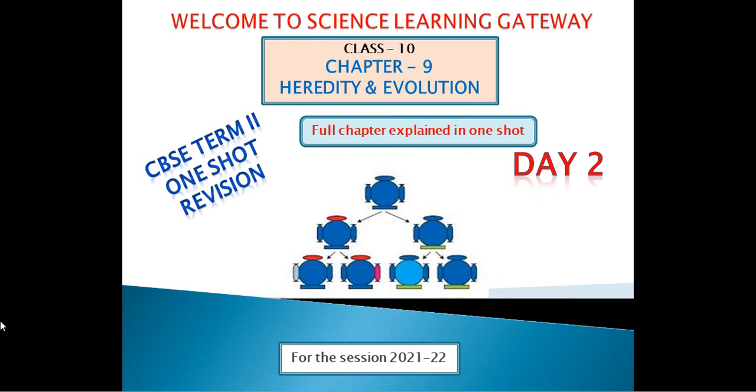So today in this tutorial we are going to discuss the class 10 CBSE term 2 syllabus, chapter number 9, heredity and evolution. As you know, in the latest syllabus you have to read only the heredity part. So in this chapter we are going to read only the heredity part, and in one shot we'll finish this chapter completely.